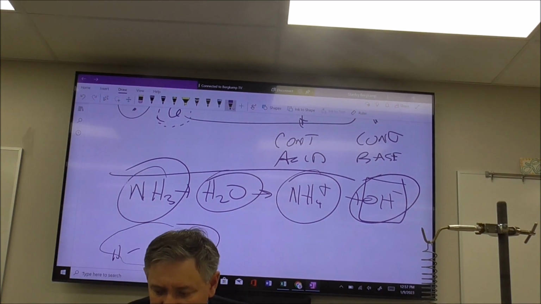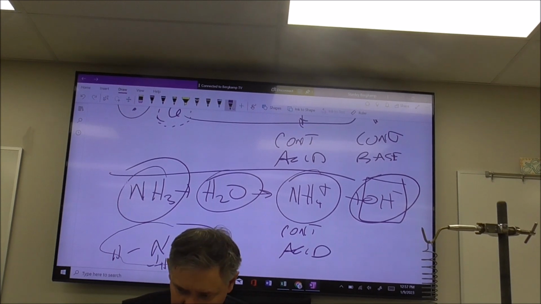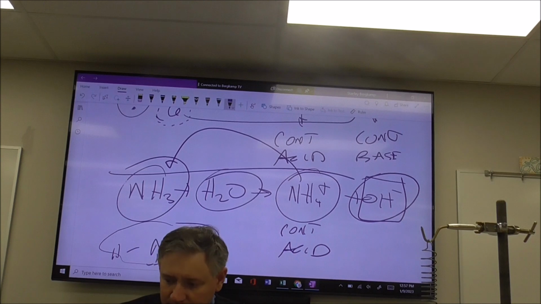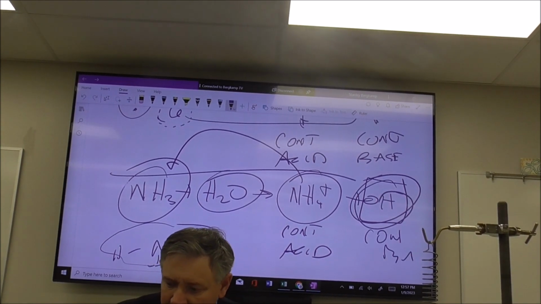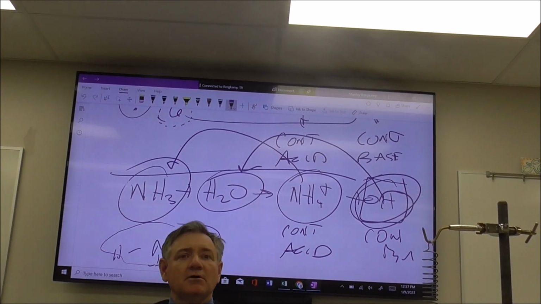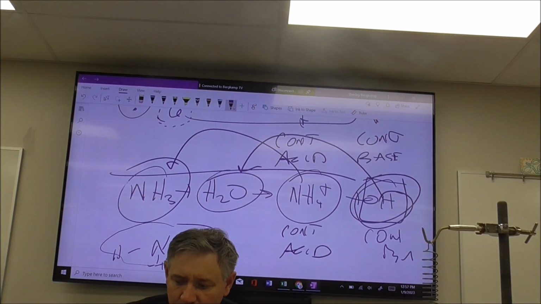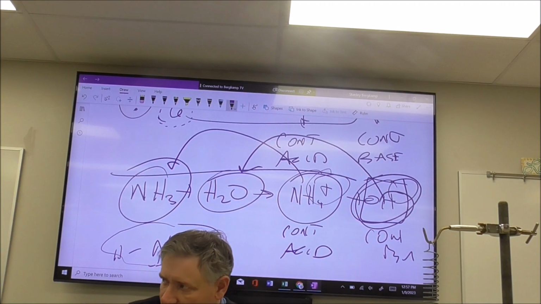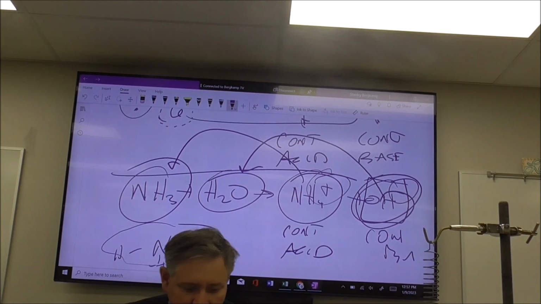So in this situation, ammonium would be my conjugate acid because it would give up that proton to end up back at NH3. Hydroxide is my conjugate base because it would take in a proton and end up back at water. So when you're writing conjugate acids and conjugate bases, you have to pay attention to the charges on those ions, okay? You have to pay attention to that.